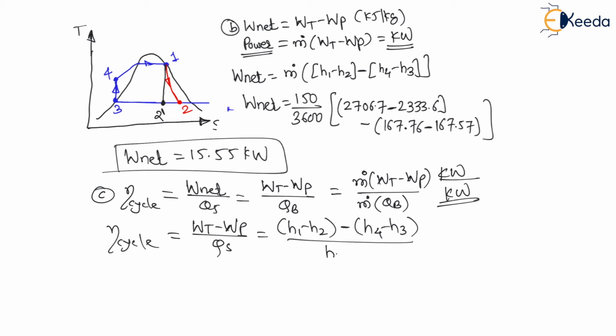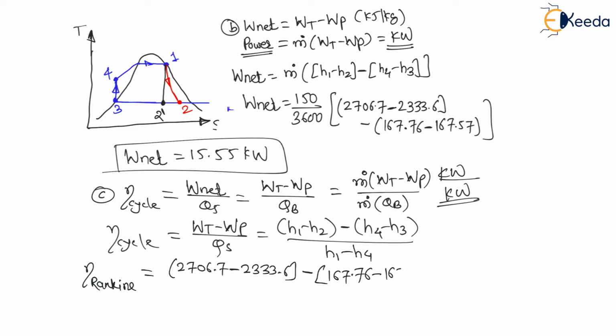Therefore, the enthalpy difference between them is H1 minus H4. So let us put all values. The efficiency of this Rankine cycle will be equal to H1, which we calculated as 2706.7, minus H2, which is 2333.6, minus H4, which is 167.76, minus H3, which is 167.57, divided by H1, which is 2706.7, minus H4, which is 167.76, right? From this we will get the efficiency of the cycle.